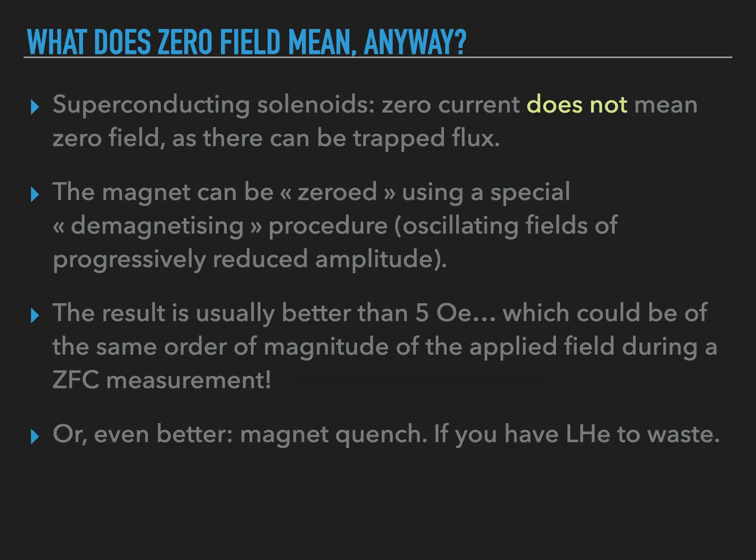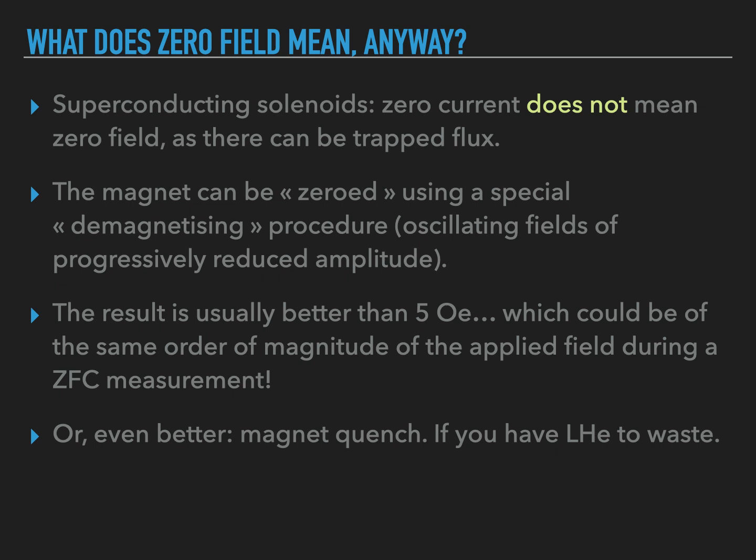Even if you are able to do that, you still have the problem with the superconducting solenoids because, as we have seen, a zero current generated by the power supply does not mean a zero field, as there can be trapped flux. What can you do in order to zero the magnetic field generated by a superconducting solenoid? You have basically two ways. One is to use a special procedure, a sort of demagnetizing procedure, where you apply oscillating fields of progressively reduced amplitude. And the result is usually a residual field that is better than 5 Ørsted.